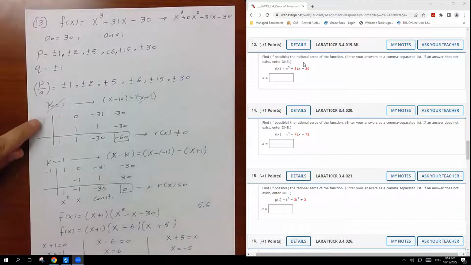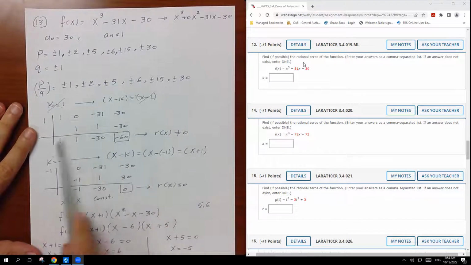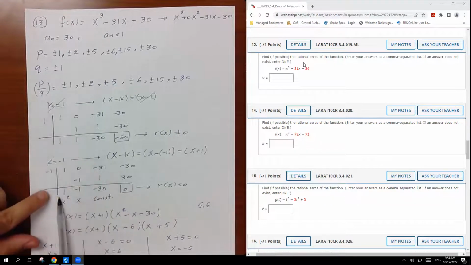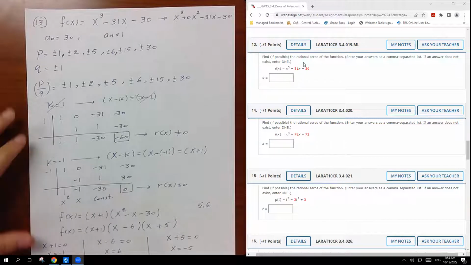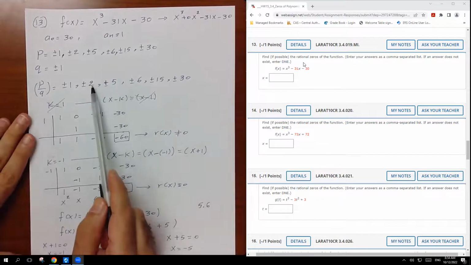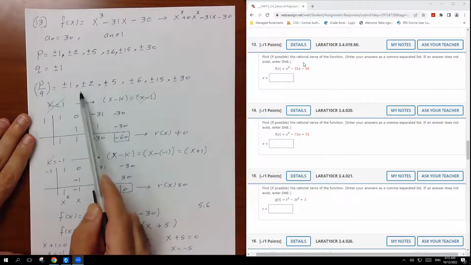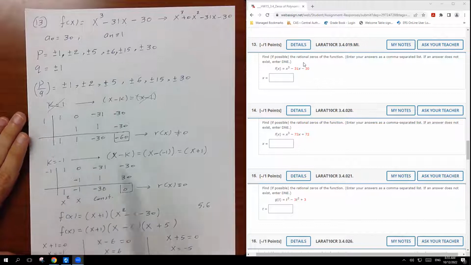I start with the first one, k equals 1. The remainder is not 0, so I'm going to cancel the whole thing. I'm going to go to -1. If the remainder is 0, that means this is an actual zero. If it's not, you're going to cancel it and move to +2, and keep going to -2, keep going to +5, -5. Okay?